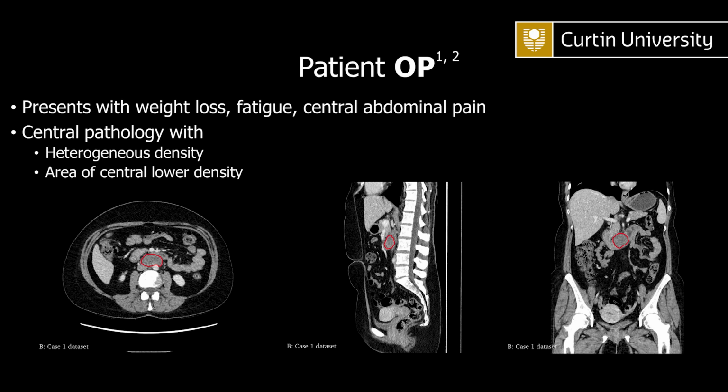So let's meet our patients. First off, we have OP. They present to us today with weight loss, fatigue, and central abdominal pain. On a CT scan in the portal venous phase of enhancement, we can see a central pathology with heterogeneous density, meaning it's a bunch of different grey colour planes here.